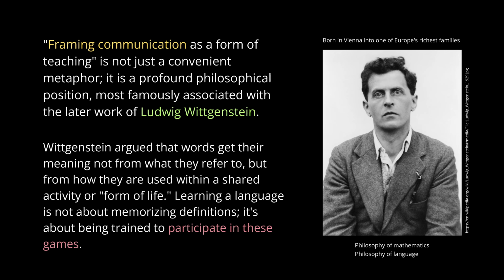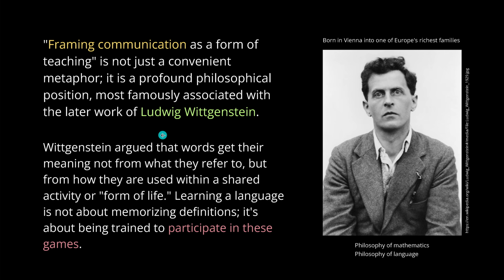If I think about vector space here, I'm in Vienna, and given my education I immediately think that framing communication as a form of teaching is, if you want, a philosophical position, and this was represented by Ludwig Wittgenstein. You see him here in 1929. He was born in Vienna into one of the richest families in Europe. He was in World War I and World War II. Three of his four elder brothers committed suicide. He was working on philosophy of mathematics and philosophy of language. And you know what? More than 100 years ago, he came to the same conclusion.